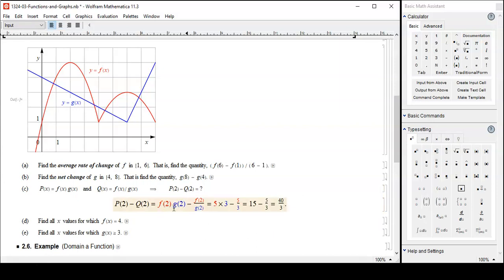F of 2 times G of 2, F of 2 over G of 2. F of 2 is 5, G of 2 is 3, again reading the graph, 5/3, and then the rest of the computation is just calculator work.